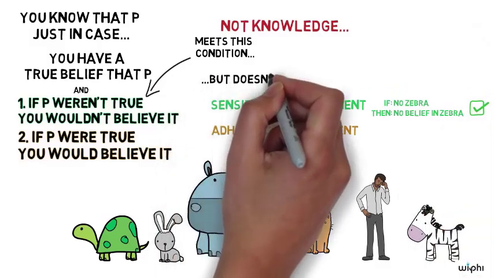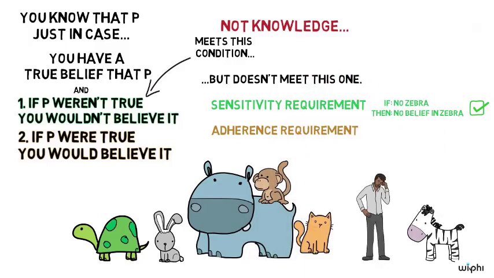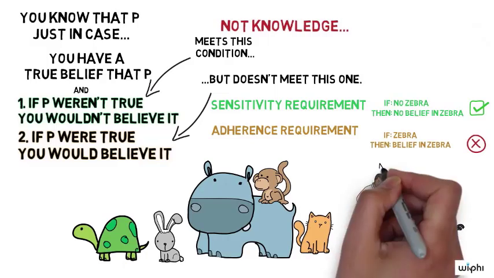Yet your belief doesn't meet the adherence requirement. Since your guess was basically random, if things had been slightly different, you could easily have guessed a different animal and been wrong. So it's not the case that if the animal were a zebra, you would still believe that it was a zebra.